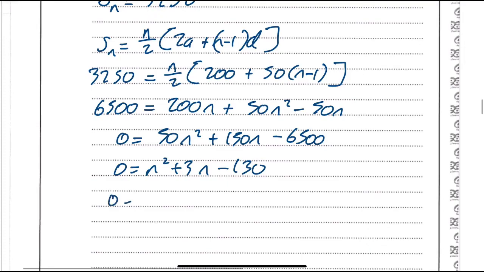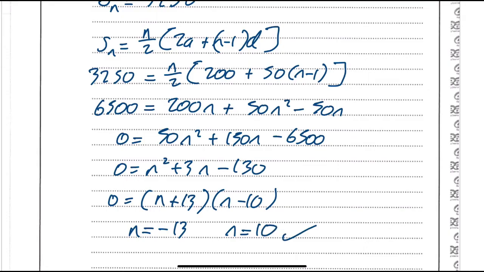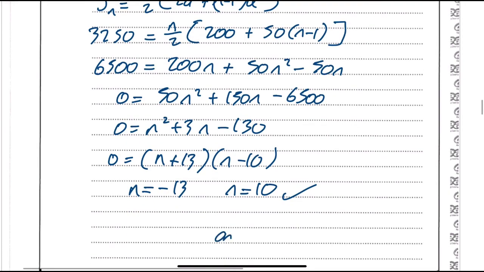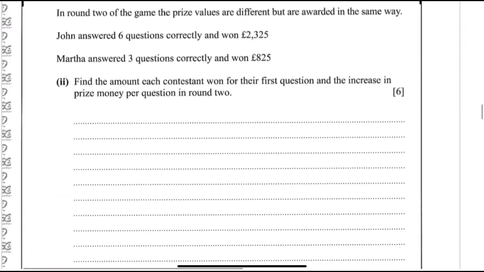If you don't spot it, use your quadratic equation to factorize or to solve that, but hopefully you spot it. It's (n plus 13)(n minus 10), which means n is equal to minus 13 or n is equal to 10. So your answer is n is equal to 10. So 10 goes. Next question.